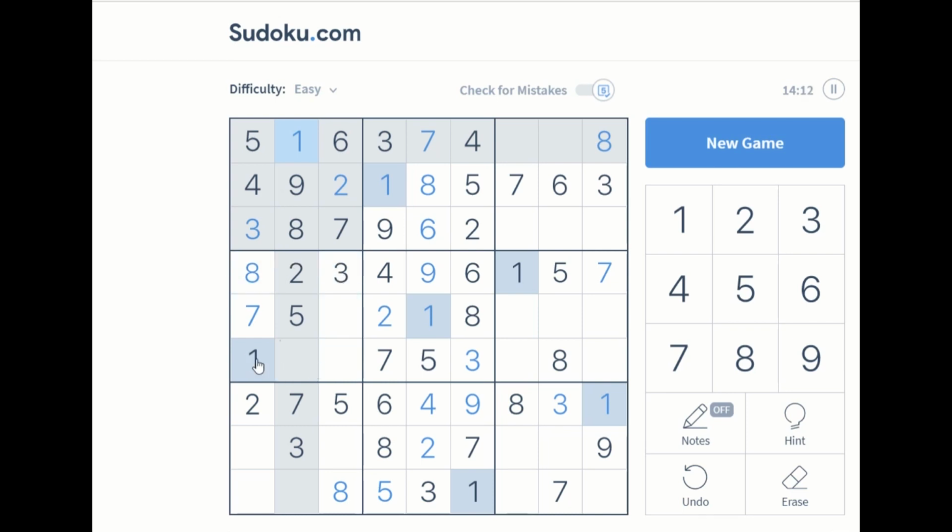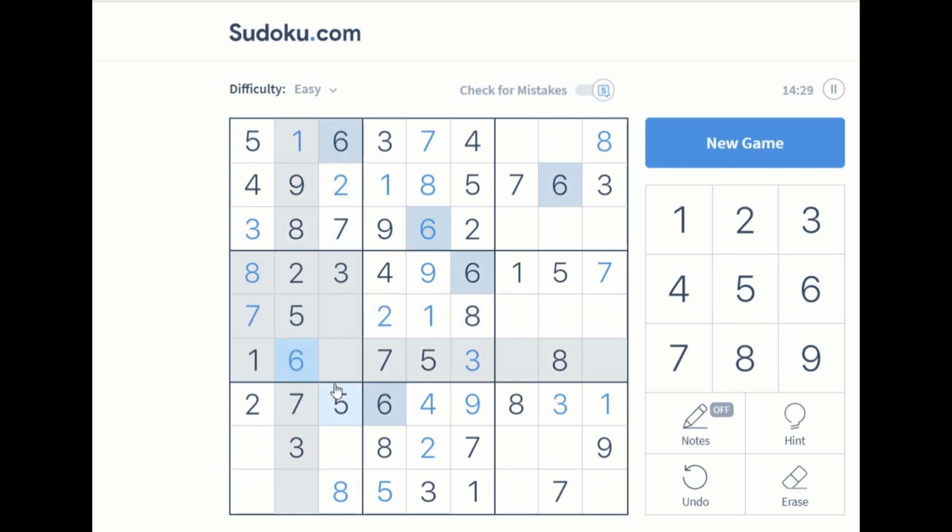So let's see which ones. 1, 2, 3. So 4 is missing. 4, 6 and 9 are missing. If we see, there is a vertical reference for 6 here in this vertical line. So the 6 cannot be placed in either of these two boxes. So it will have to be placed here.